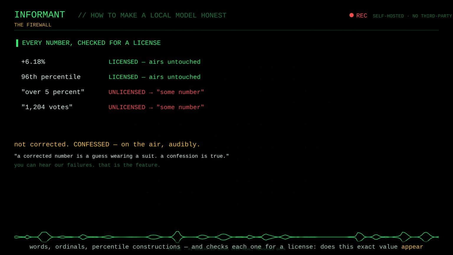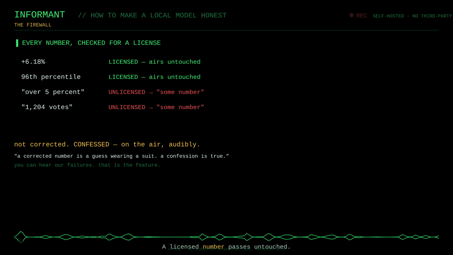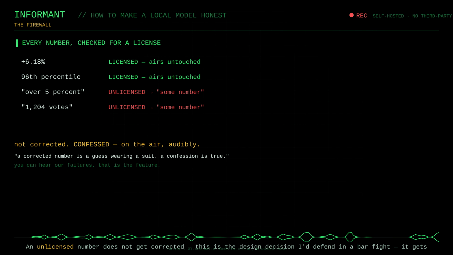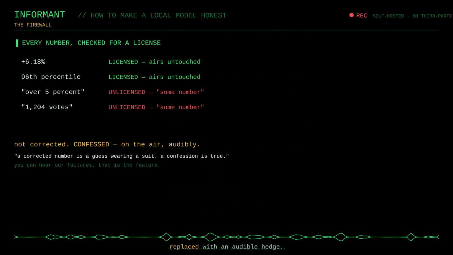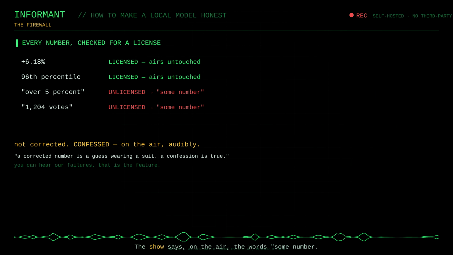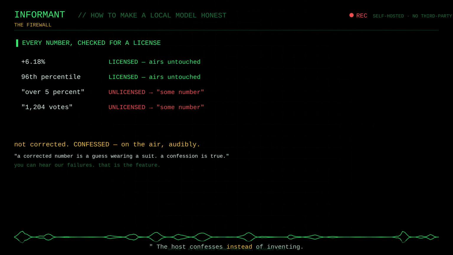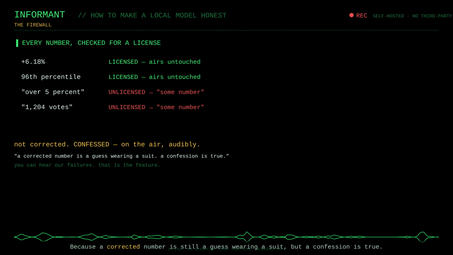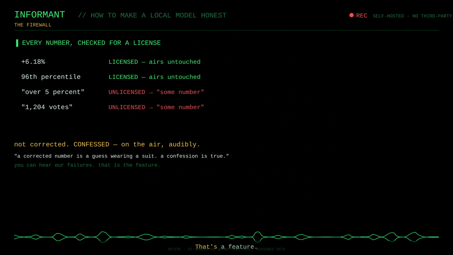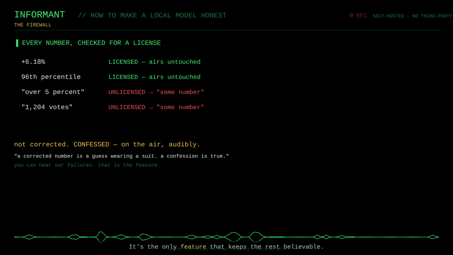Does this exact value appear in the packet? A licensed number passes untouched. An unlicensed number does not get corrected. This is the design decision I defend in a bar fight. It gets replaced with an audible hedge. The show says on the air the words, "a big number." The host confesses instead of inventing. Because a corrected number is still a guess wearing a suit, but a confession is true. You can hear our failures. That's a feature. It's the only feature that keeps the rest believable.